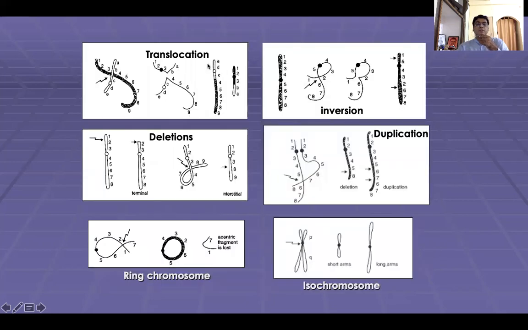Here you can see translocation. There will be a broken part here, and they attach separately. So one white and one black are getting attached. Here again, one black and one white are getting attached, and the future representation will be like this. In the same way, inversion is represented here. Deletions you can see in this. Duplication is seen here. Then ring chromosome, isochromosome.